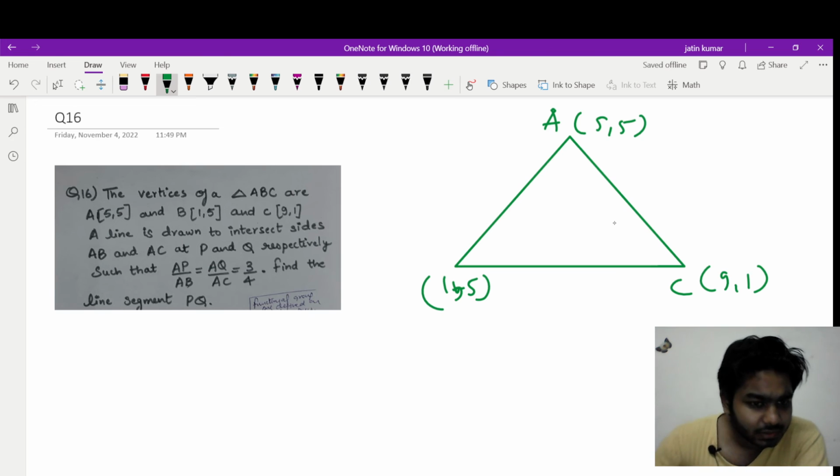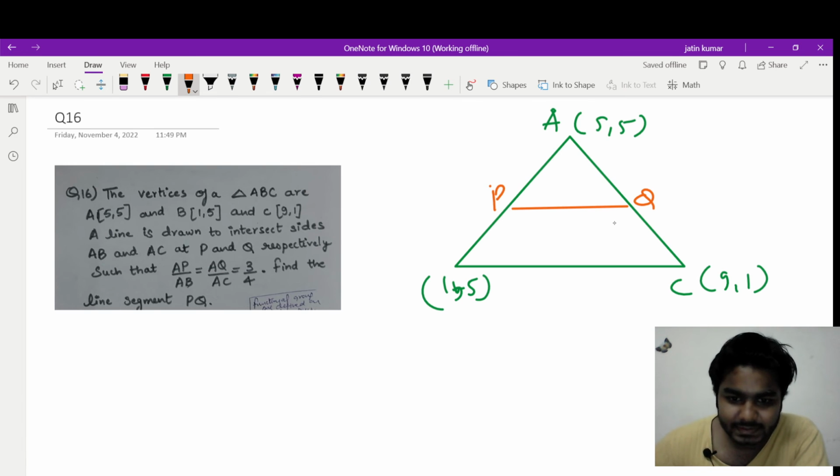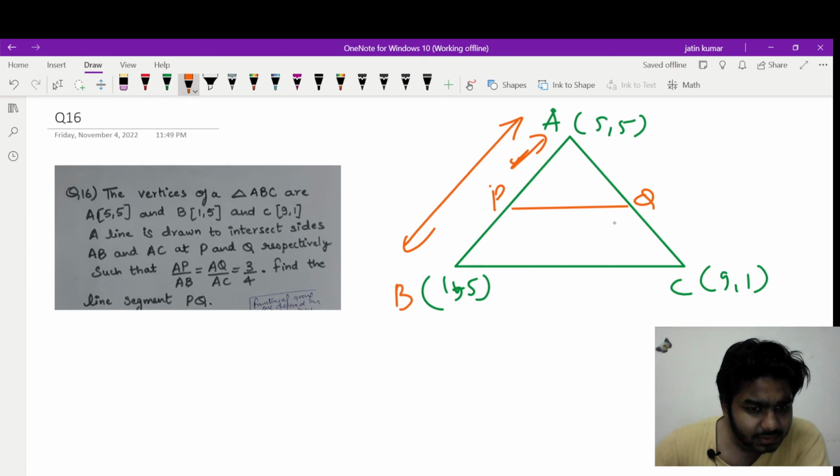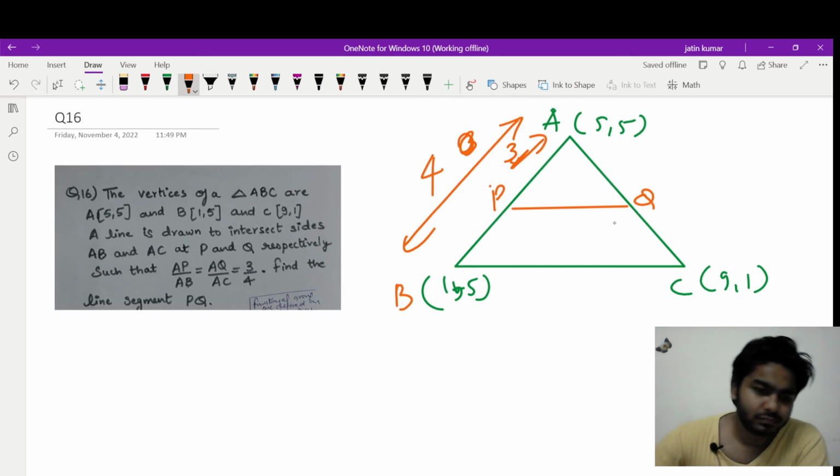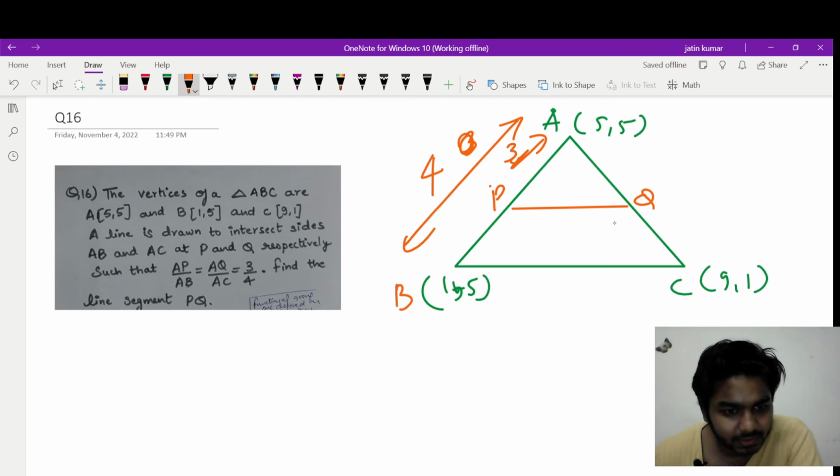Okay, and a line is drawn to intersect sides AB and AC at P and Q, in the middle, with PQ such that AP upon AB, so AP upon the whole AB is given to us as 3 upon 4. And this AP upon AC is also 3, this part is 3 and AC whole is 4. Find the line segment PQ.